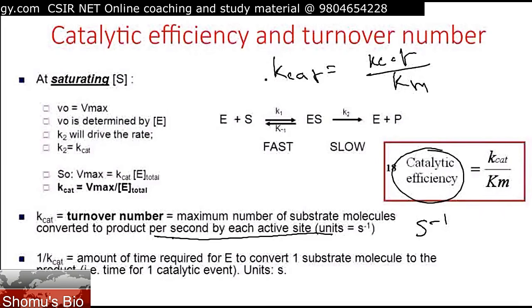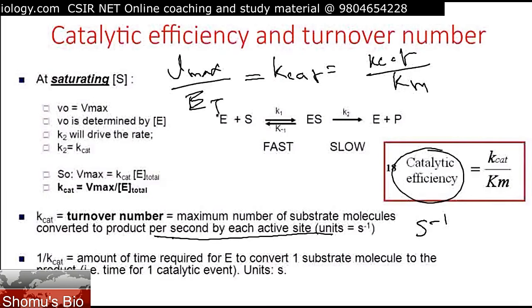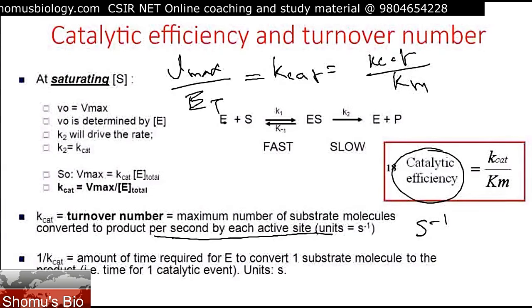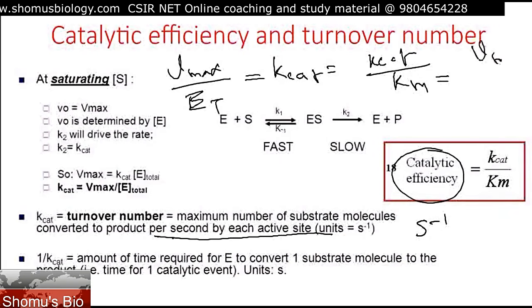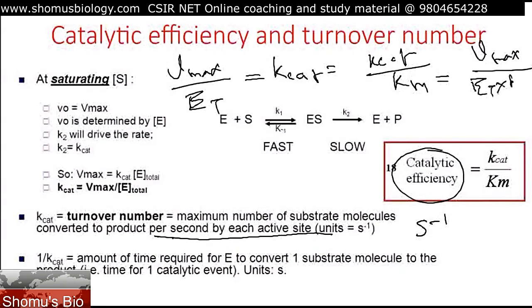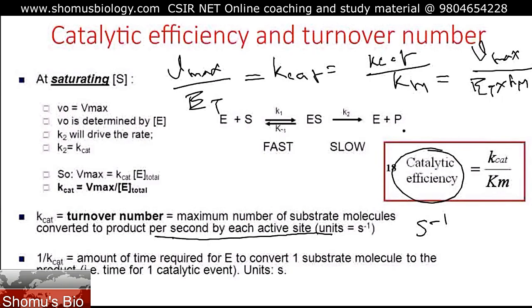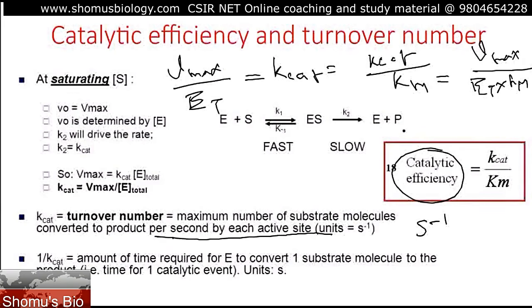We can easily calculate kcat by the formula Vmax divided by total enzyme concentration. Maximum velocity divided by the total enzyme concentration will give us kcat. So we can represent the catalytic efficiency as Vmax divided by ET times Km. That's an idea. When we solve problems, you will see the practical applications of the formula. But that's an idea. Okay?